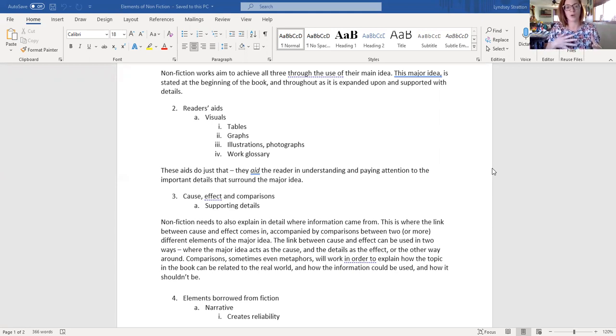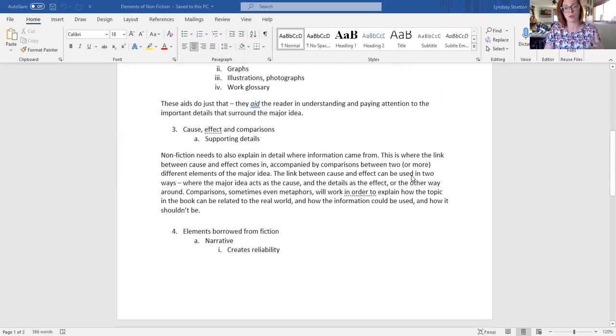Okay, so this is where that cause and effect comes in. It's going to be accompanied by these comparisons to the major idea. The link between this is going to be used in 2 different ways, where the major idea acts as the cause and the details as the effect, or the other way around. We want to show how whatever this piece is working in the real world, okay? And obviously Douglass is going to do that in his speech to show us everything that was happening in his world, in his reality. So how it should be used, how it shouldn't be used.